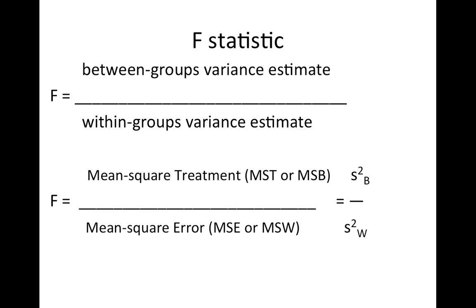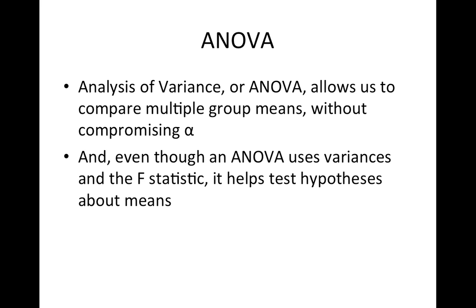So we're going to take pooled variance, and unfortunately we're going to start using different names. We're going to start using the name mean square error or mean square within for our pooled variance term, or a within groups variance estimate, and our mean square treatment or mean square between, which is our variance between means. The term mean square is equivalent to the term variance. So analysis of variance, or ANOVA, allows us to compare multiple group means without compromising alpha. And even though an analysis of variance uses variances and the F statistic, it helps test hypotheses about means.